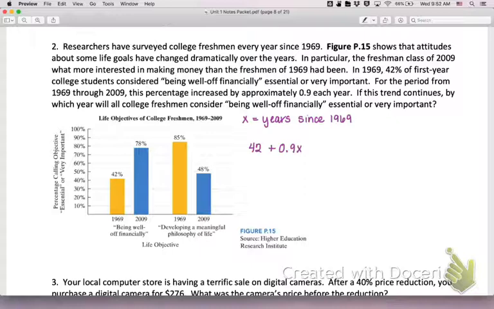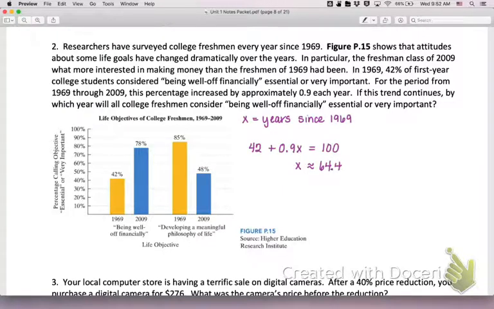Hopefully you're recognizing this as a linear relationship. If it increases by the same amount each year, that's a constant rate of change. And then the question is, what should this equal? Well, we're trying to figure out when all college freshmen believe that. And so that means we want to get to 100%. Okay? Now, when you solve this equation, which I'm confident you can do, we get that x is approximately 64.4.